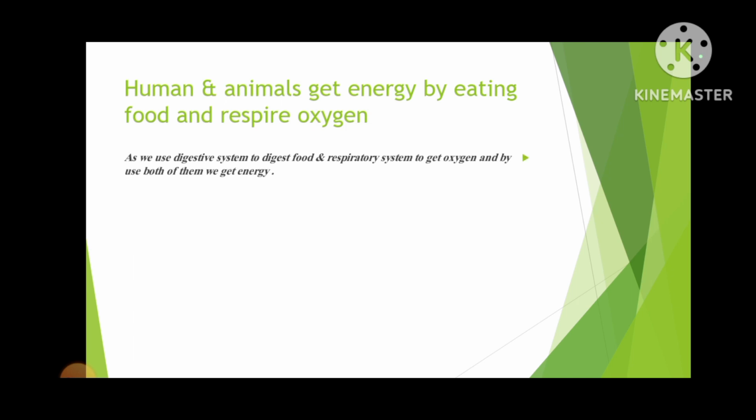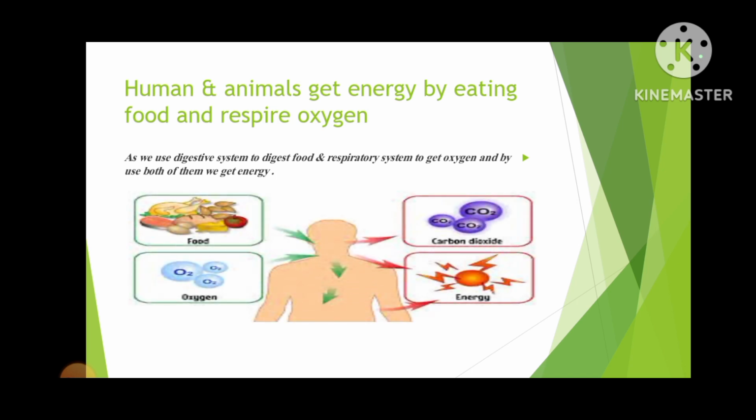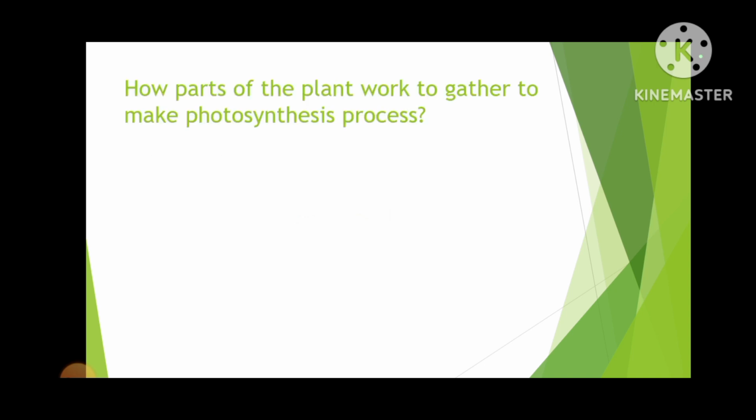But how human and animals get energy? Human and animals get energy by eating food and respire oxygen. Digestive system digest food. Respiratory system get oxygen. And both of them, oxygen and food, are the main substance used to get energy.